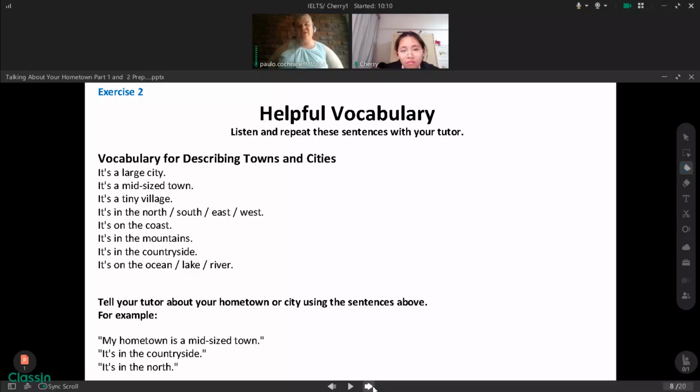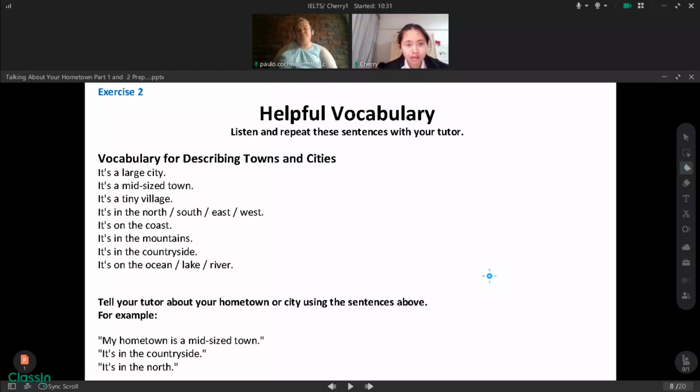So let's go now into our helpful vocabulary about describing cities and towns. All right, I want you to please read these vocabulary phrases. All right, go ahead.